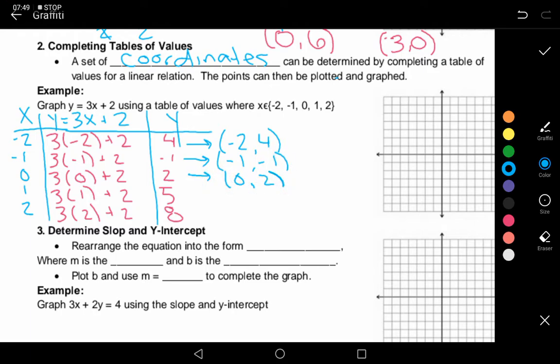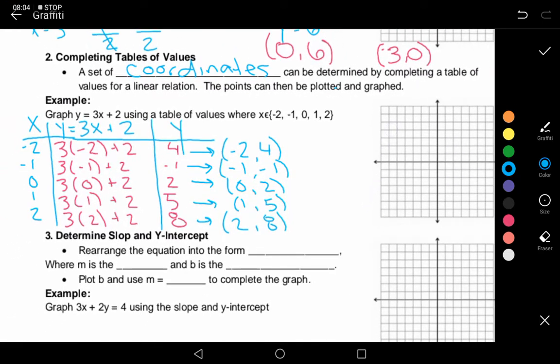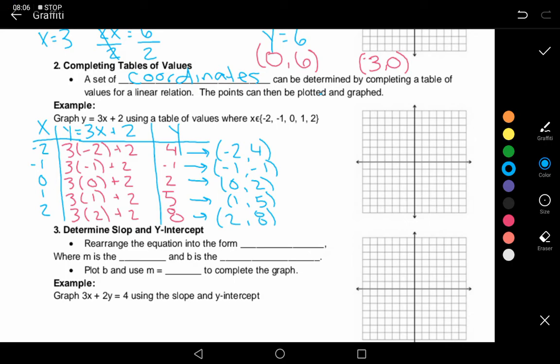0, 2, 1, 5. And lastly, 2, 8. So we have 5 points. All we have to do now is plot them on our graph here and draw a line to connect them. So bear with me, I know my dots don't always work out the best. Keep in mind that this is our x-axis and this is our y-axis. Make sure you're graphing correctly.